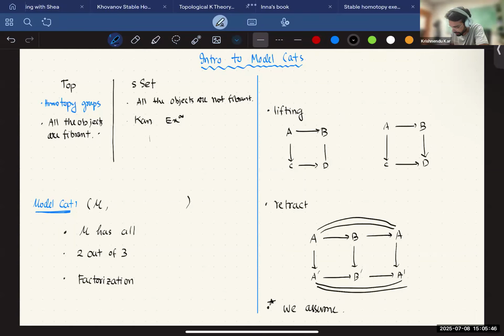This is his work from the 1950s or so. And then he declared that if I compute homotopy groups of these simplicial sets, it's the same as computing the homotopy groups of topological spaces. So doing homotopy theory in either of them is basically the same. All the constructions here are geometric. Here, all the constructions will be combinatorial.